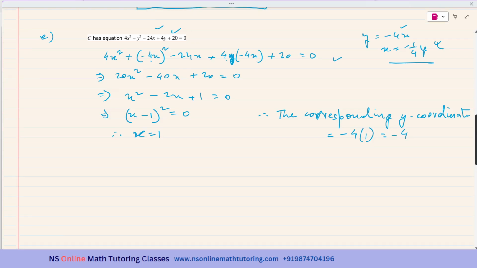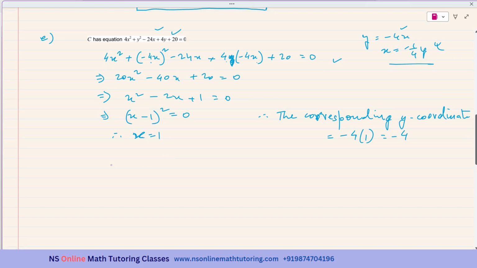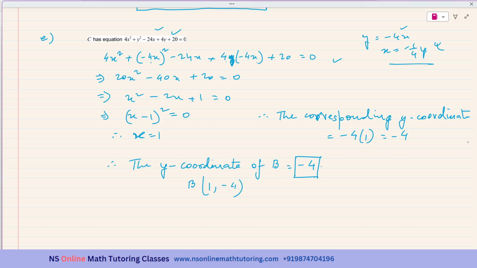Okay. So, we are seeing that the point B is below the x-axis. Therefore, the y coordinate of B is equal to negative 4. Since I have got the B's x coordinate also, let me give that, but it is not required. Fine.